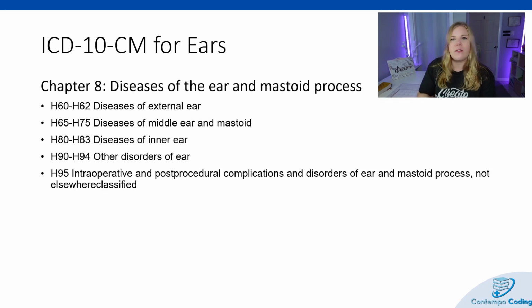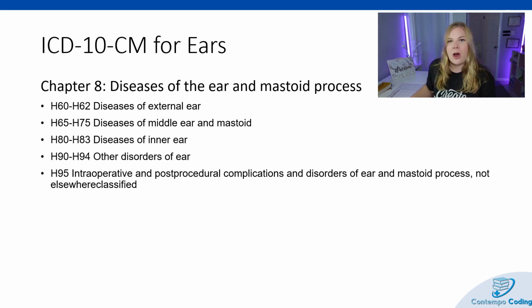Now, our ears are a fairly straightforward chapter, and actually there aren't any chapter-specific guidelines for Chapter 8. So if you're trying to find the guidelines for Chapter 8 and you can't find them in your ICD-10-CM manual, it's because there aren't any chapter-specific guidelines for the diseases of the ear and mastoid process. It's a fairly short chapter. So we start with our H60 through H62, which is our diseases of the external ear, then our middle and mastoid, inner, and then other disorders of ear, and then our H95 is intraoperative and post-procedural complications and disorders of ear and mastoid process not elsewhere classified.